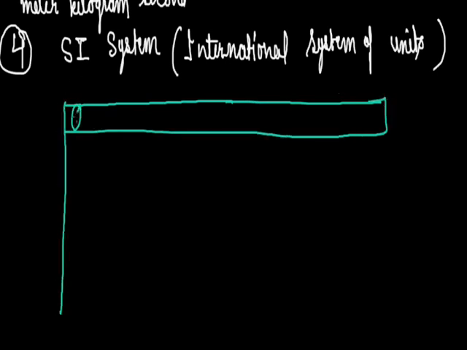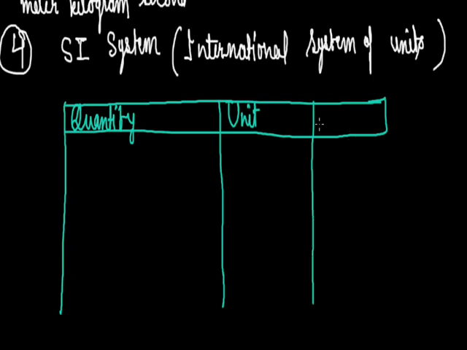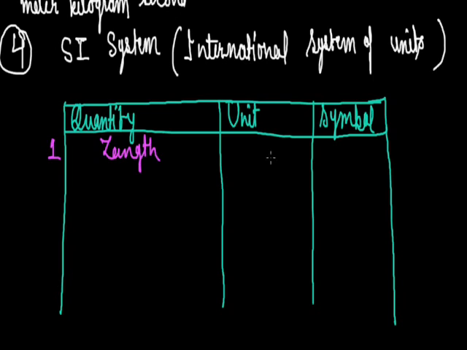First column is for quantity, second for unit, and third for symbol. First is length. In the SI system, length is measured in meter and the symbol is m, small m. Next is mass. It is measured in kilogram and the symbol is kg.